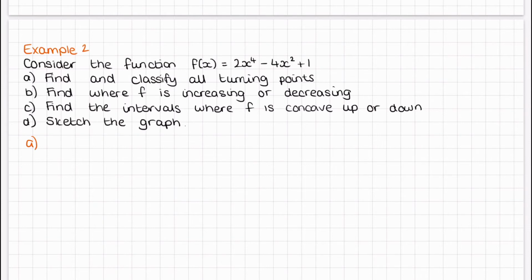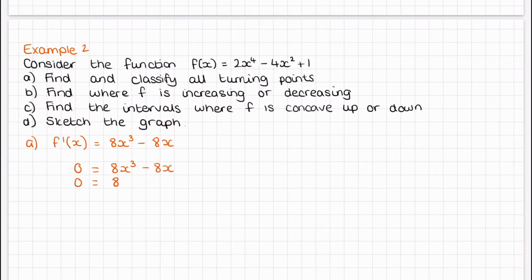So I want to find and classify all the turning points. We're going to find the first derivative, which will be 8x cubed minus 8x. And then to find out where the turning points are, we need to make that equal to 0, and then we need to solve that.